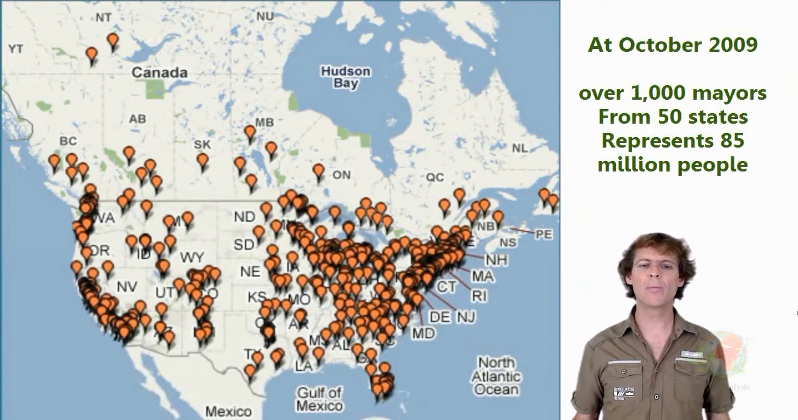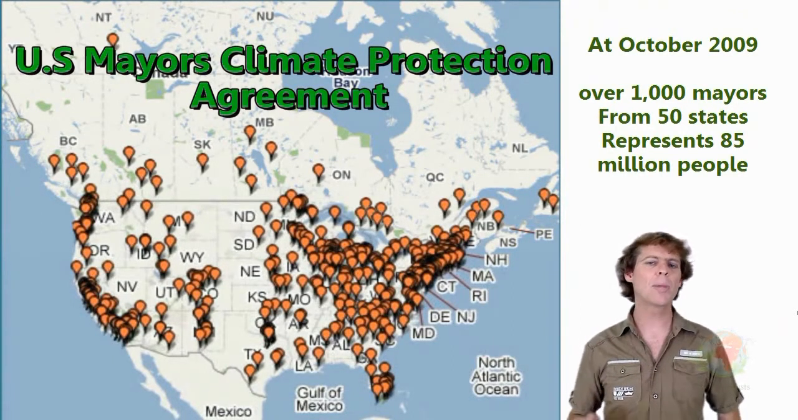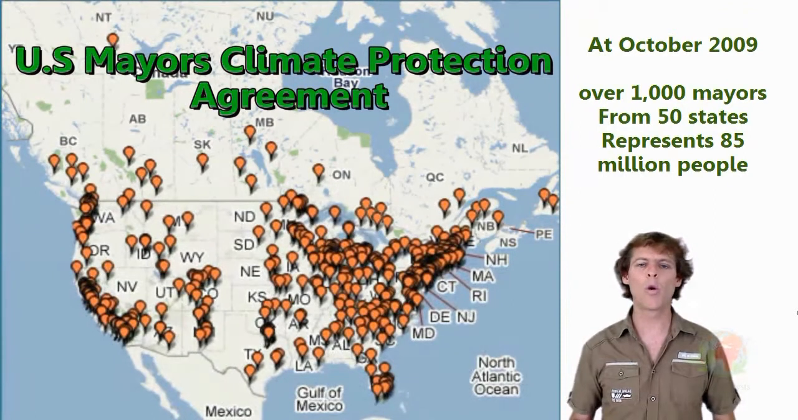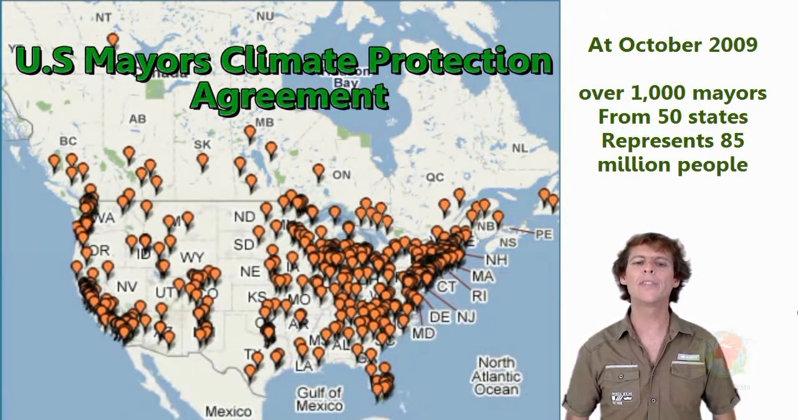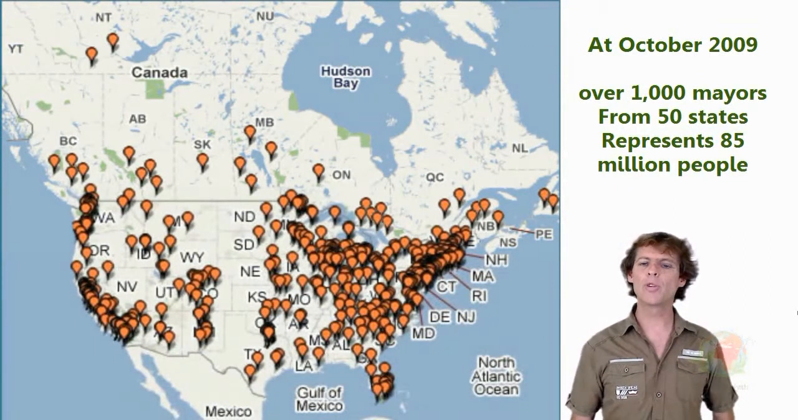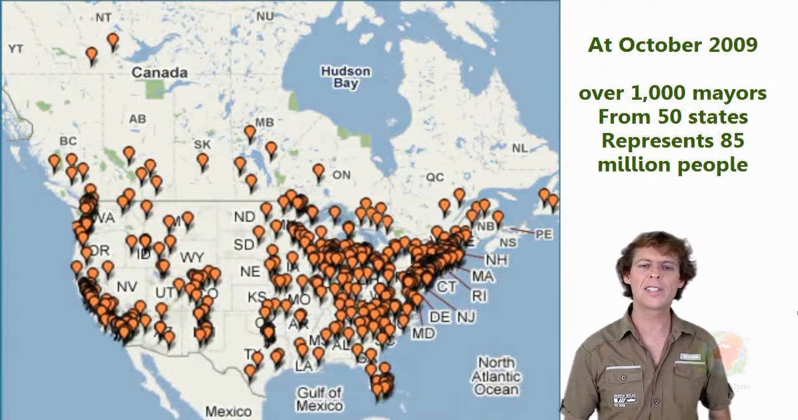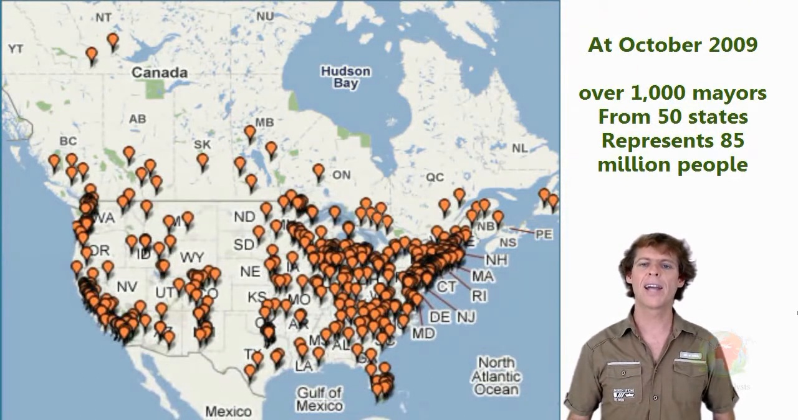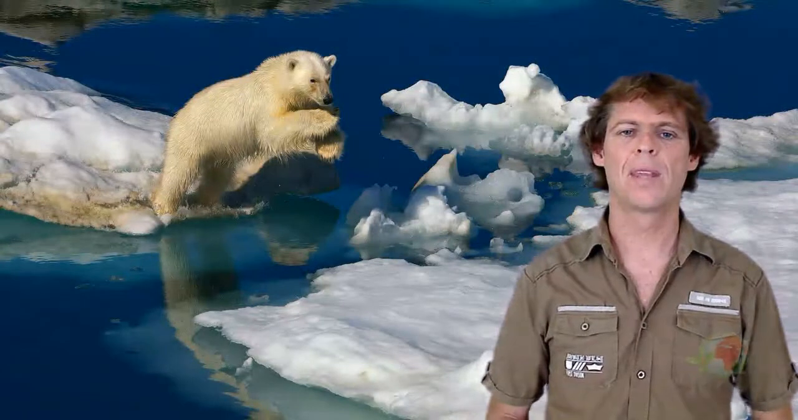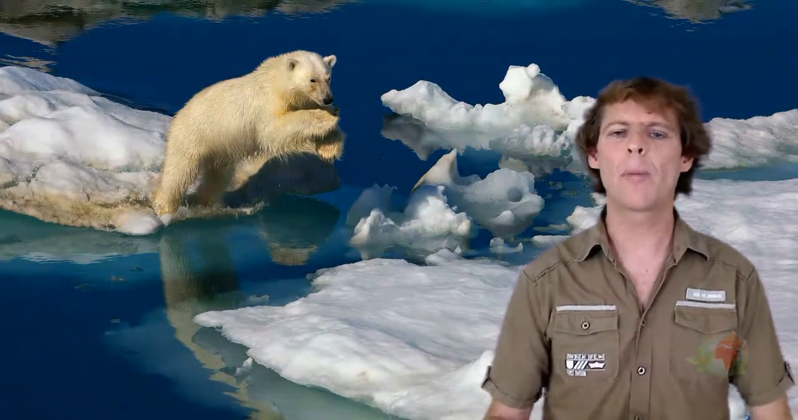Within the United States of America, the U.S. Mayor's Climate Protection Agreement is a pledge by mayors to reduce global warming pollution in their cities by 7% below 1990 levels by the year 2012. As of October 2009, over 1,000 mayors from 50 states, representing over 85 million Americans, have signed the Climate Protection Agreement. Let us now take a closer look at the Kyoto Protocol and what it means to our planet.